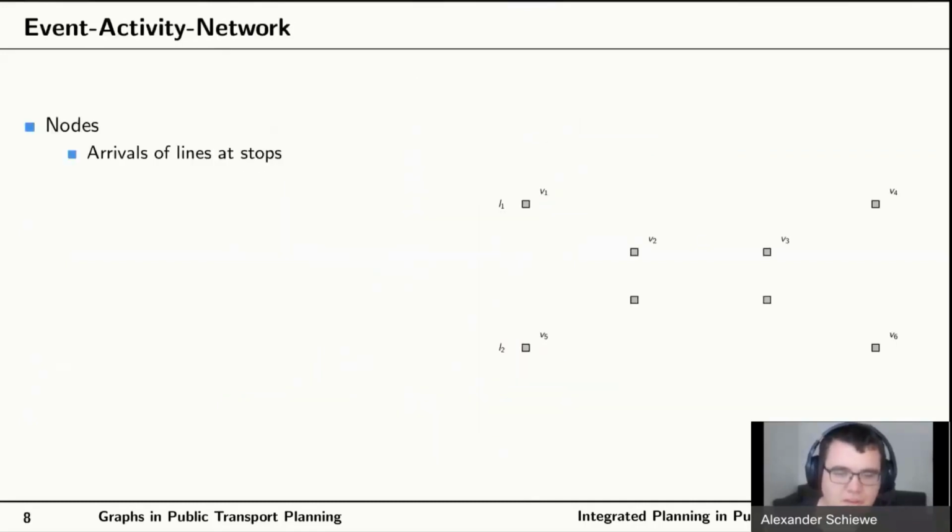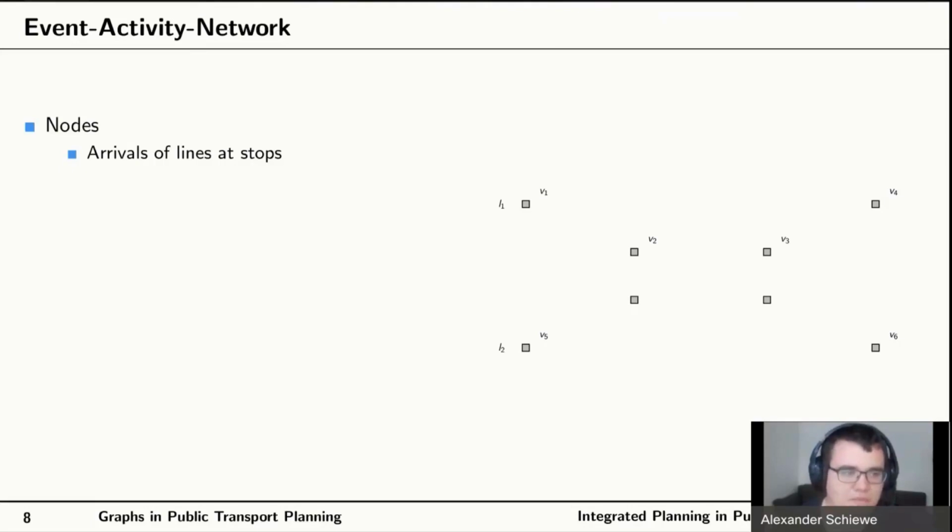The second kind of graph I want to show you is an event activity network. So that's an interesting part as well, where we go in a little bit more detail. So the first objects you want to look at are the nodes, and we have 2 different kind of nodes here. We want to allow our models and our optimization to have a little bit of an idea of where passengers transfer and where vehicles are located. So we need to increase the amount of detail.